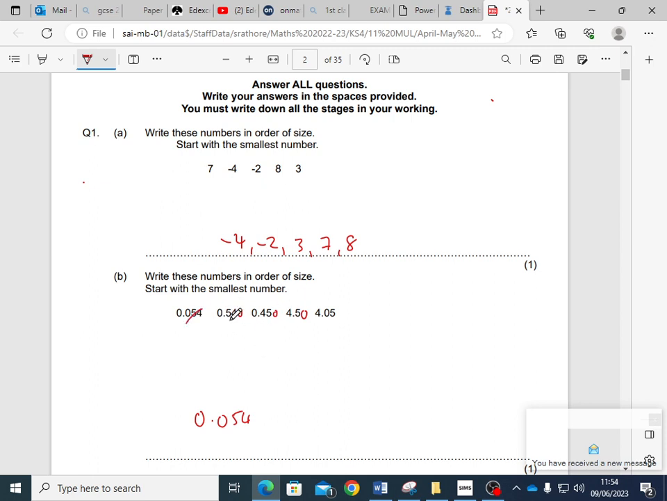Next one, you decide between these two, then it's this one. It's going to be 0.45. We're done with that. Then comes this, 54 pence, 0.54. And then it's a decision between this. Well, that's £4.05 and £4.50. So you've got 4.05 and 4.5. Simples. Okay.